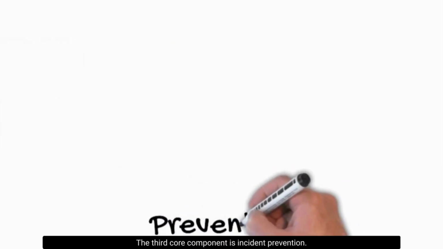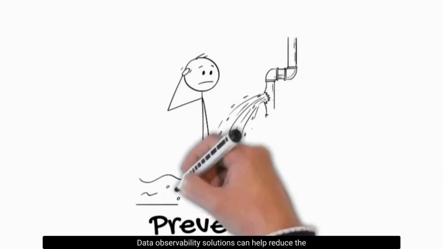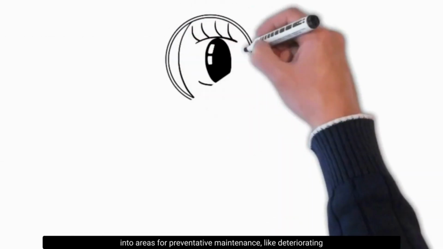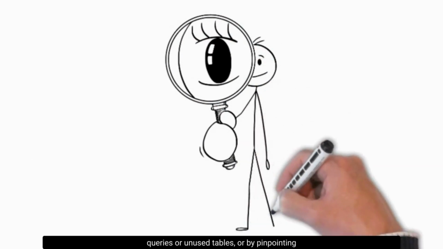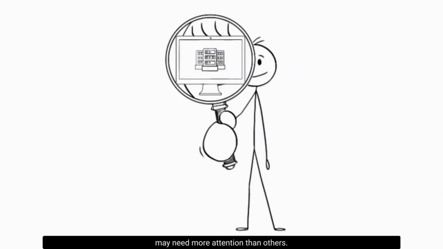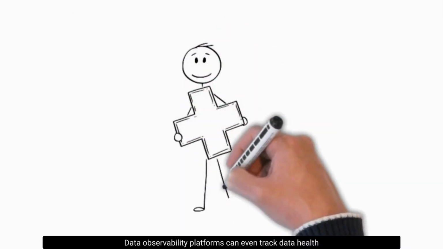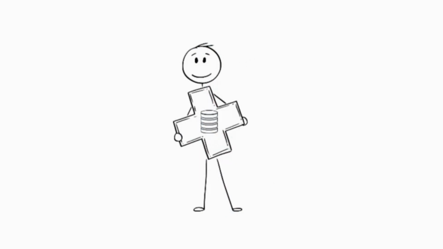The third core component is incident prevention. Data observability solutions can help reduce the overall number of incidents by providing insights into areas for preventative maintenance, like deteriorating queries or unused tables, or by pinpointing areas that have consistent quality issues and may need more attention than others. Data observability platforms can even track data health over time to improve and scale quality initiatives.